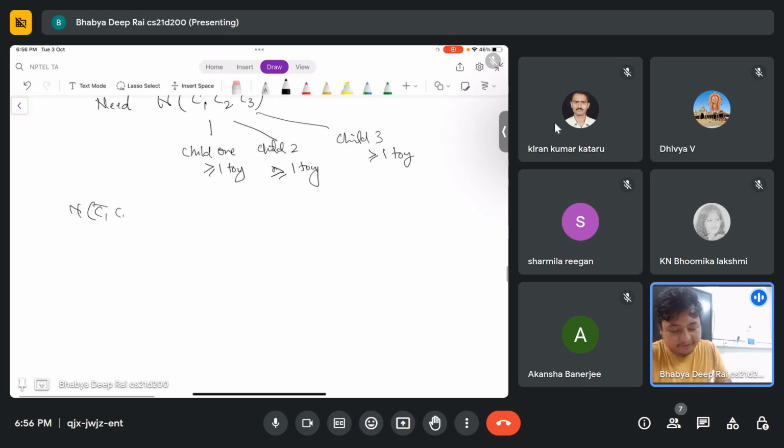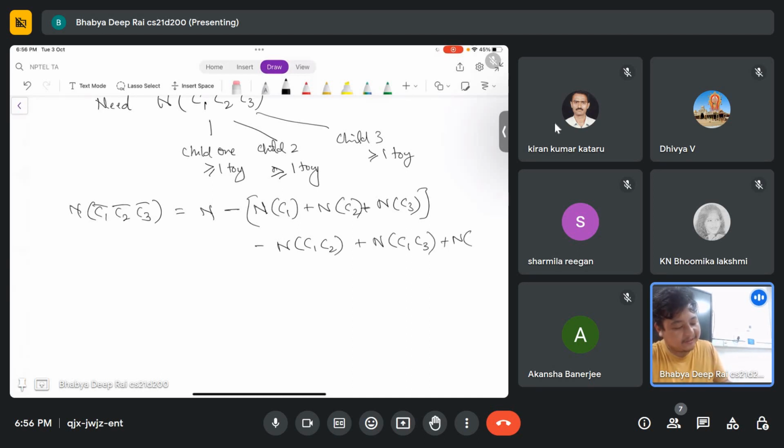N of C1 bar, C2 bar, C3 bar is equal to N minus N of C1 plus N of C2 plus N of C3, minus N of C1 C2 plus N of C1 C3 plus N of C2 C3, minus N of C1 C2 C3. Now what is this N? Can anyone tell me? What is this N in our case?